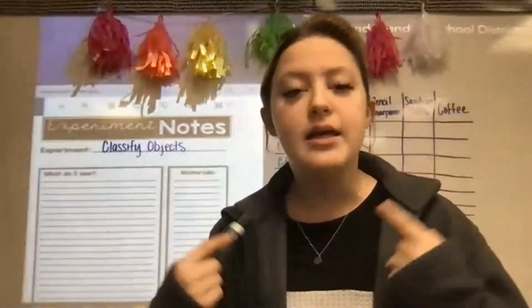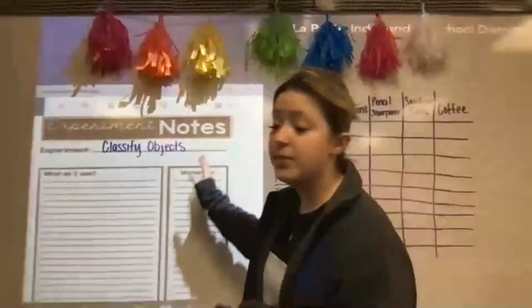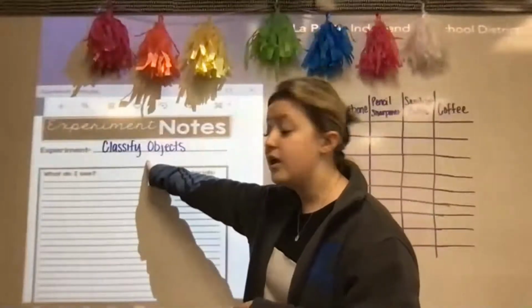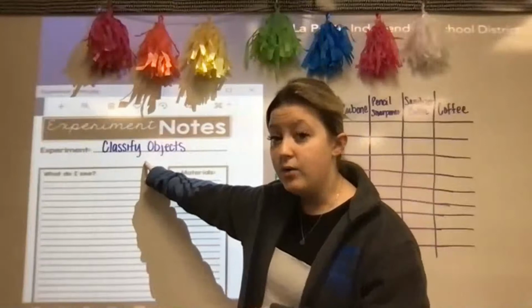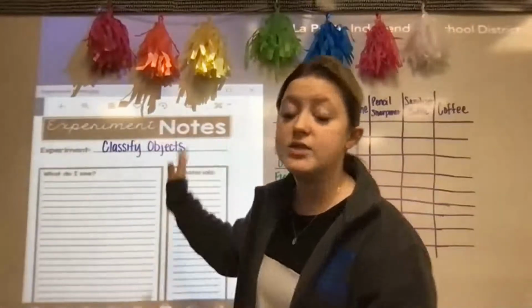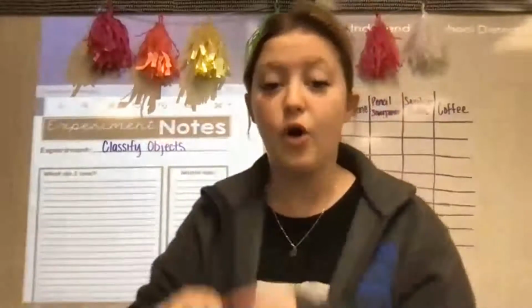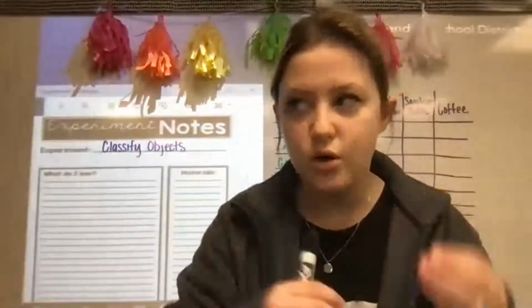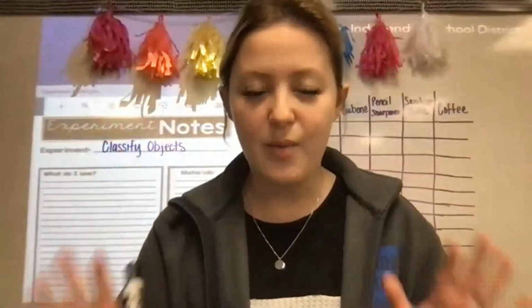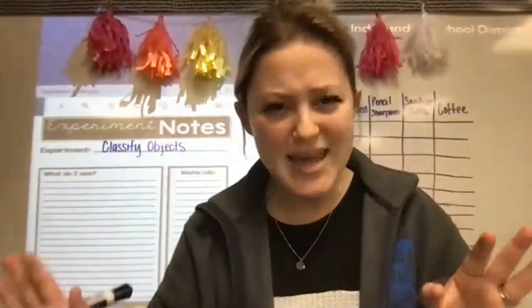So if you guys can't print off these notes, get a piece of paper and a pencil. There are no excuses, okay? You're going to get a piece of paper and a pencil. You're going to title it Experiment Notes. Underneath it, you're going to write your experiment title. You're going to write what you see, and you're going to write your materials. I want all of this organized on that piece of paper. The whole point of me giving this to you guys is so that you can stay organized with your notes and your thoughts, and so everything comes clear. I promise you, organization is amazing.